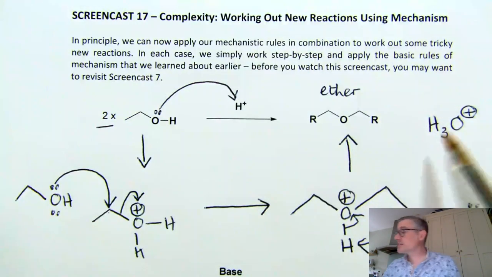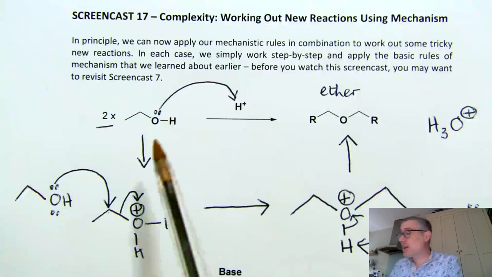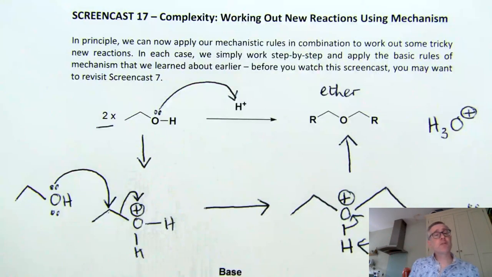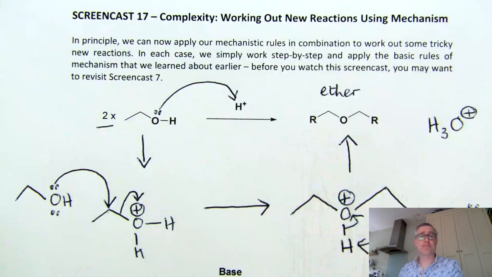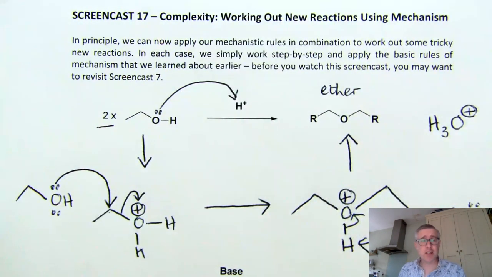So the H+ is regenerated and we're losing water from the molecule overall. So we can dehydrate an alcohol with an acid catalyst to give an ether. That's something that we could have learnt as a dry fact, but instead we can use our mechanisms to work it out.